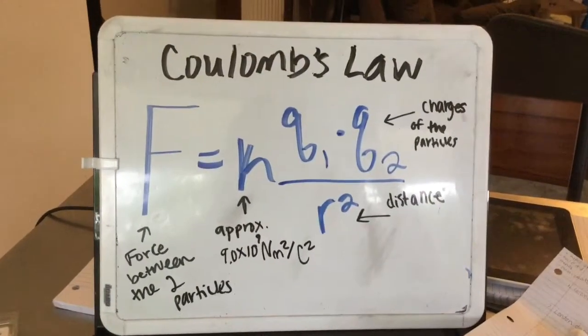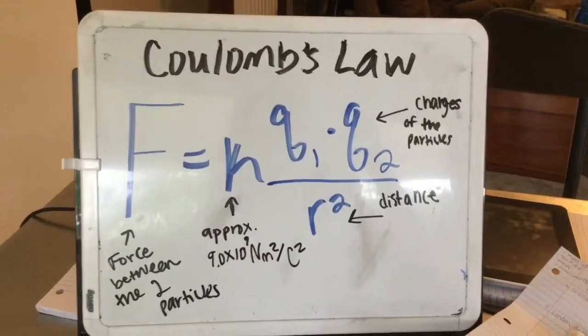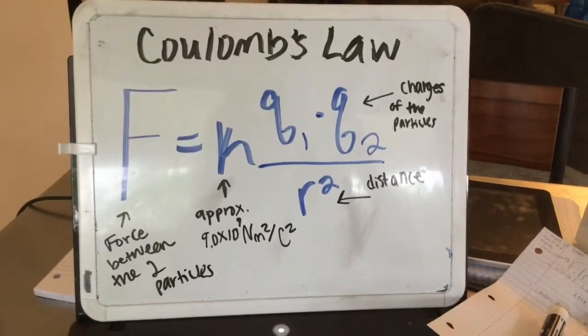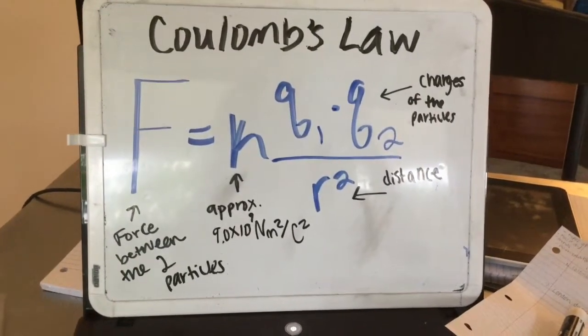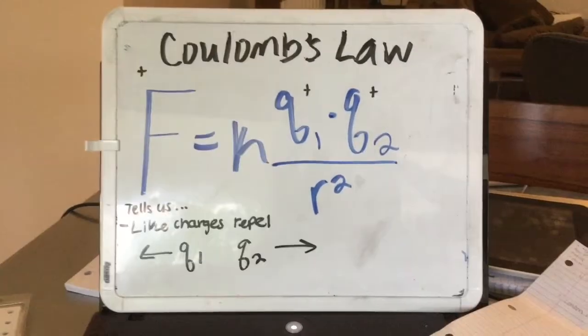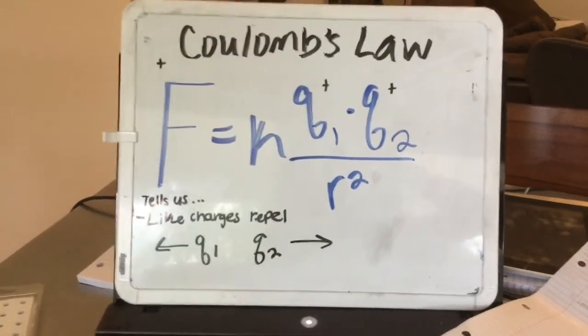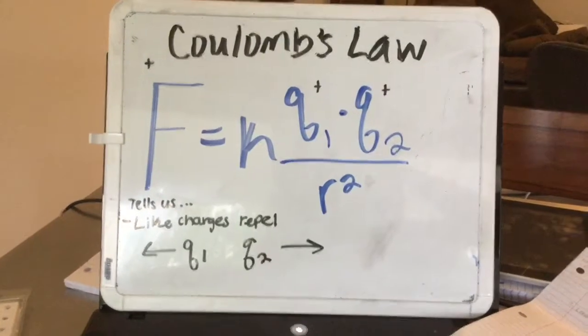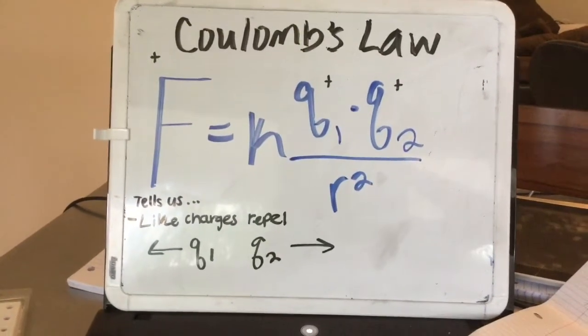So this is Coulomb's law, and F stands for the force between the two molecules, the strength of the IMF, and then k is just a constant, and then Q1 and Q2 are the charges of the particles, while r is the distance. So Coulomb's law tells us that like charges repel, and so that would mean that opposites attract.